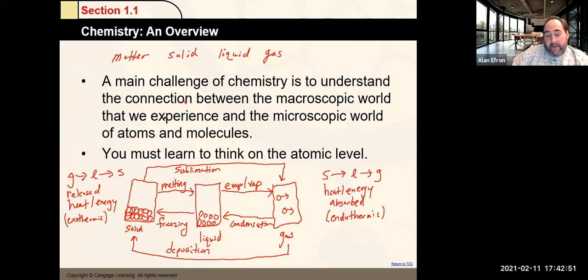Now, a reminder of some things you maybe know, maybe don't know, just to make sure we're on the same page. When we talk about melting and freezing, these things do occur at the same temperature. For example, for water, that is 0 degrees Celsius.